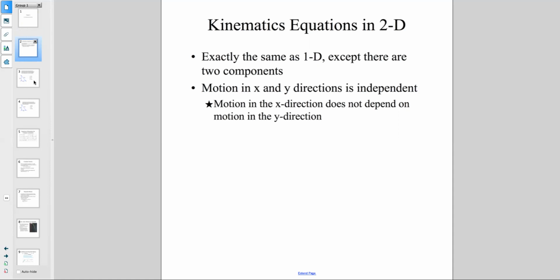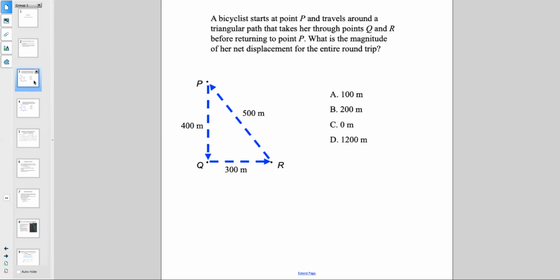So let's take a look at this example. These are based on the previous things that we have already covered. A bicycle starts at point P, right there, and travels around the triangle path that takes her through point Q and point R before turning back to point P. So we have a round trip.